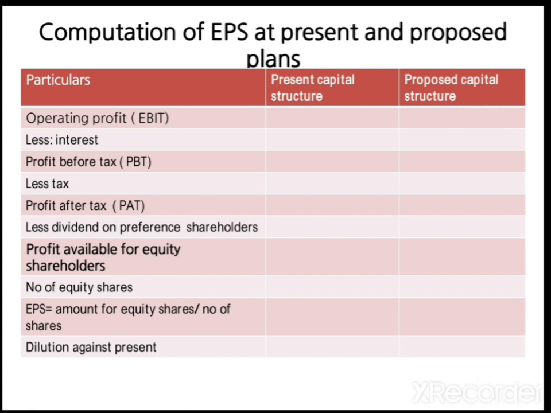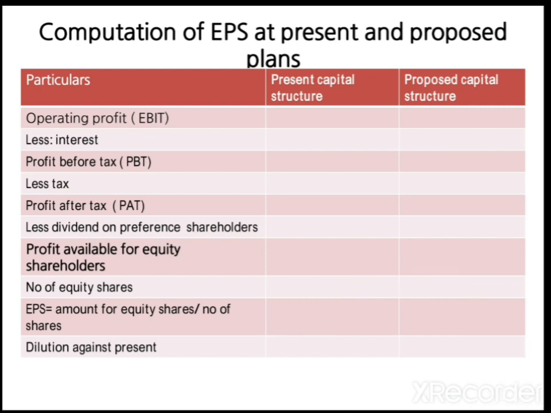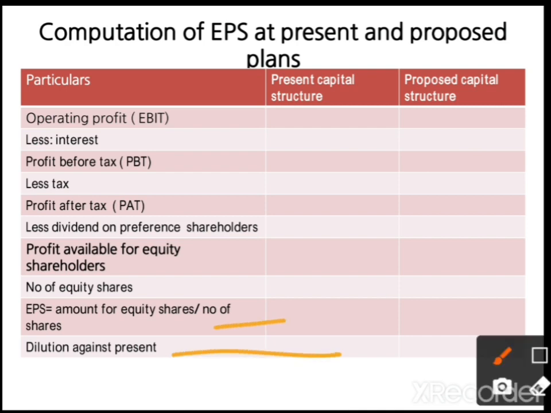After simplifying the formula, we are going to get the EPS of each plan. Next, dilution against present means what? As compared to the present or existing plan, compare with each plan. After comparing, it is not necessary. If they are asking for the dilution rate, then only we have to calculate it. Otherwise, EPS is the final.